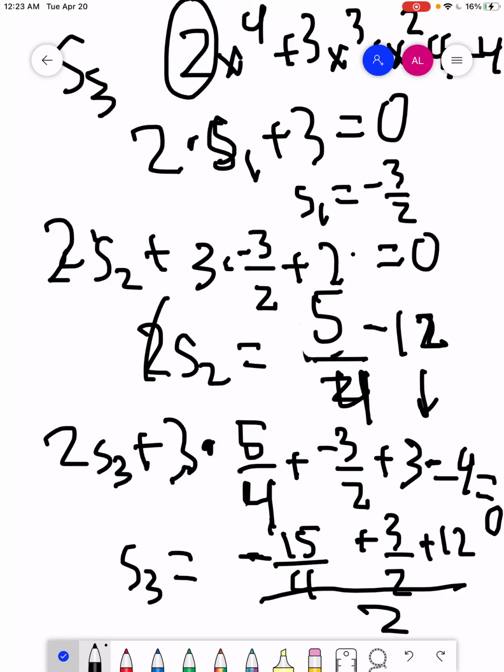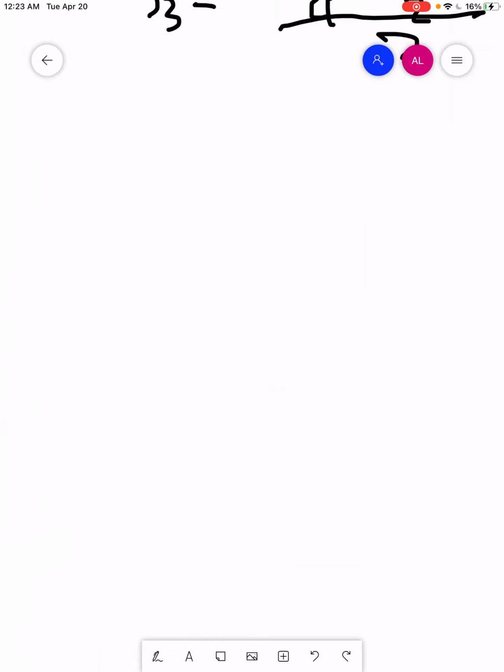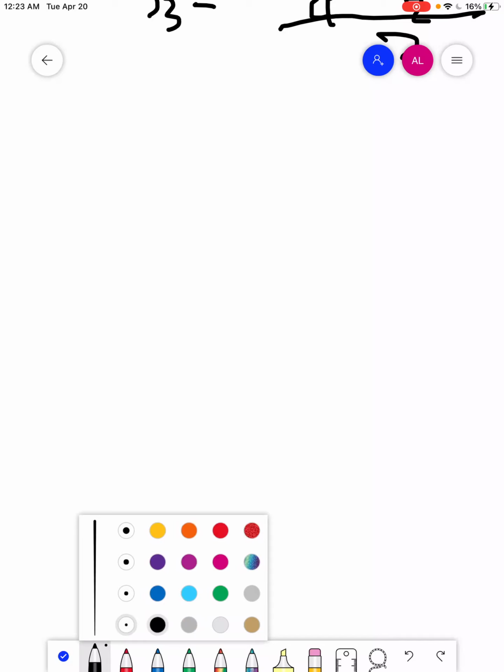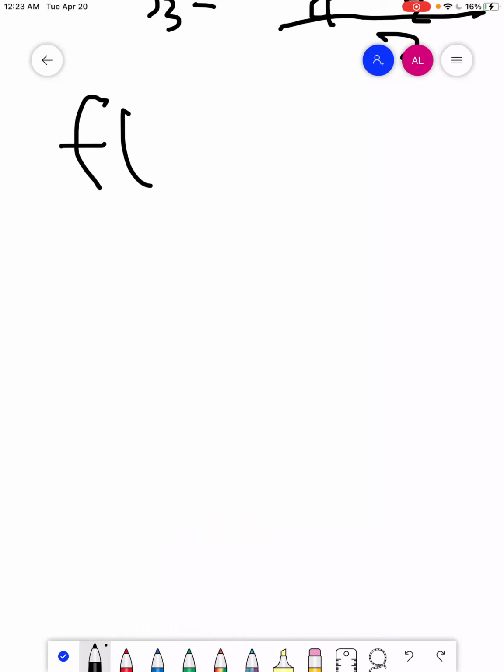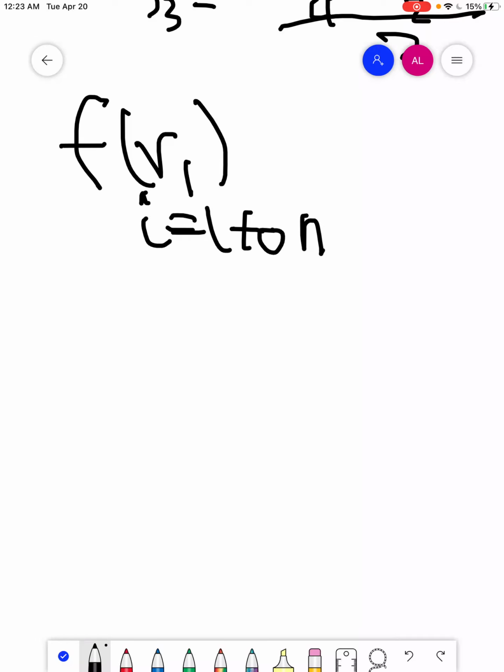So that's the idea of Newton's sums, and now I'm just going to go over the proof really quickly. Let's just rewrite the function f of ri, where i is any one of the roots, an integer from 1 to n, which is equal to 0.